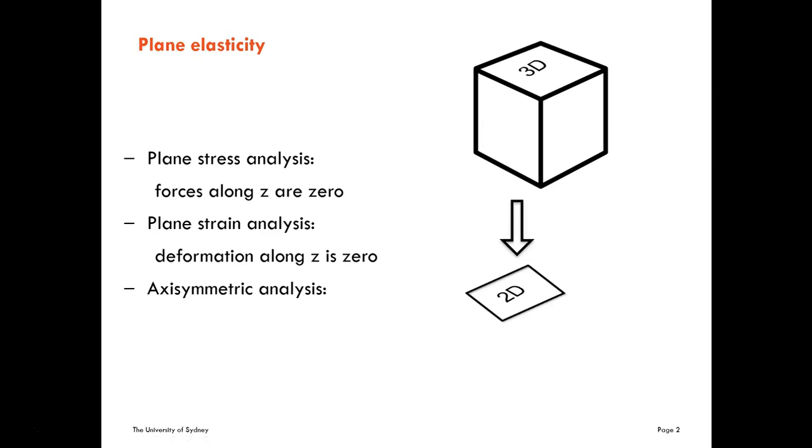Another more complex case is the axisymmetric analysis. This appears when we assume that the deformations are invariant to rotations along a certain axis, that is an axis of symmetry. This is a cylindrical symmetry. So we are going to explore these three different cases of plane elasticity.